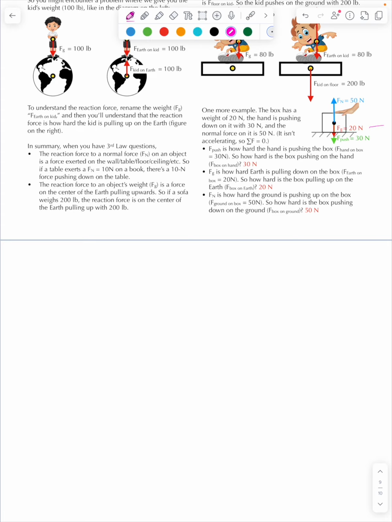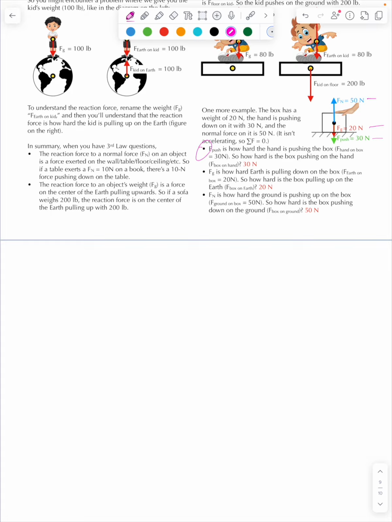So there's the weight, the 20 newtons. The hand is pushing down on it with 30 newtons. I called it this time force of push or pushing force, or it could be force of hand. And the normal force is 50 newtons. That's that one. So those are the 3 forces acting on the box. So each one of these is going to have a reaction to that action force.